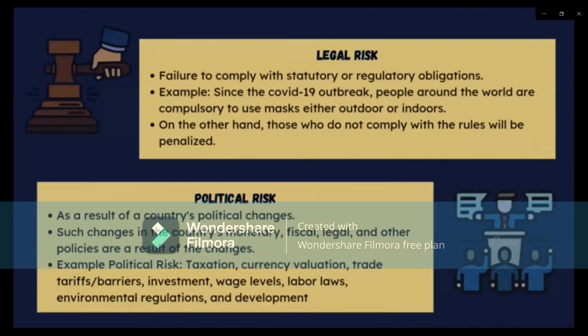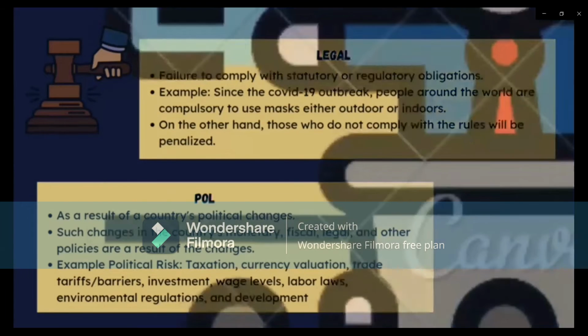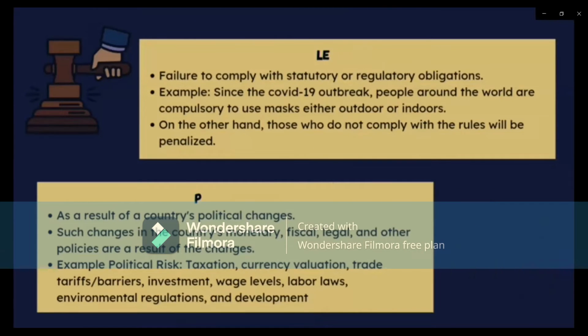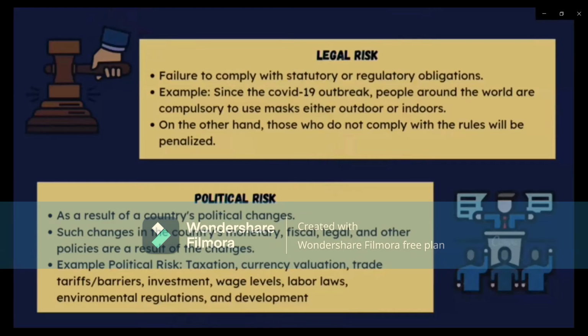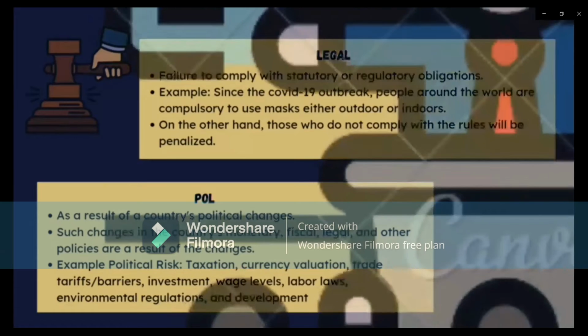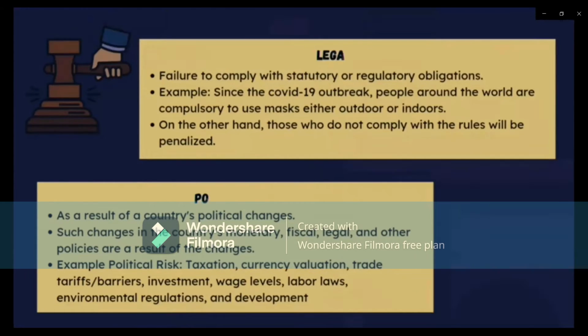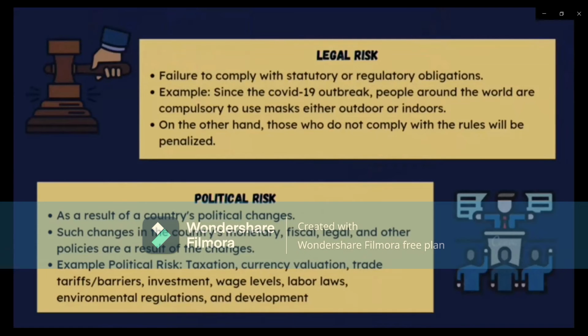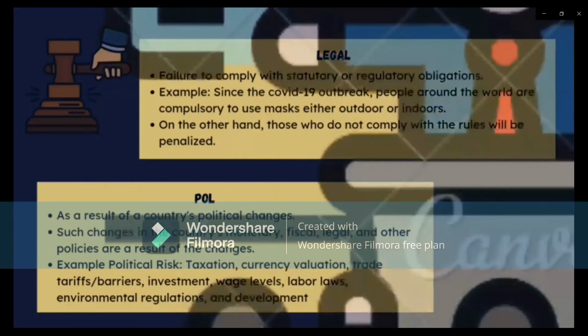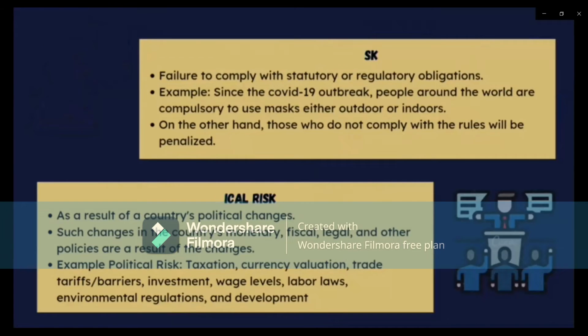Thirdly, legal risk, failure to comply with statutory or regulatory obligations. Example: since the COVID-19 outbreak, people around the world are compelled to use masks either outdoors or indoors. On the other hand, those who do not comply with the rules will be penalized. Next, political risk as a result of a country's political changes. Such changes in the country's monetary, fiscal, legal, and other policies are a result of the changes. Example: taxation, currency valuation, trade tariffs and barriers, investment, wage levels, labor laws, environmental regulations, and development priorities are all decisions made by government leaders.